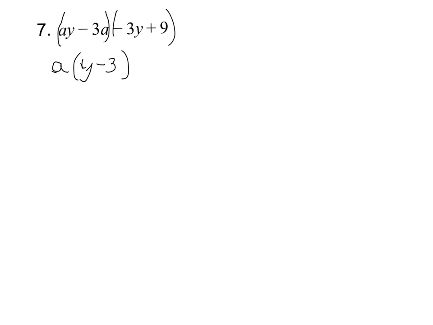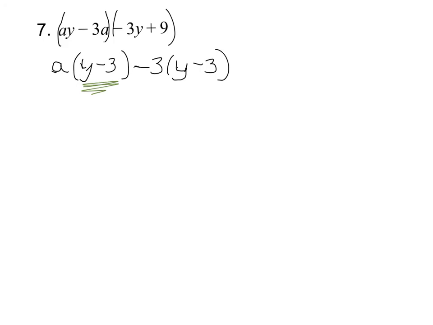So the second ones, I have negative 3y and 9, which obviously both divide by 3, I'm actually going to take out negative 3, because we always like to make that first term positive. So if I take out negative 3, I'm going to end up with y minus 3.